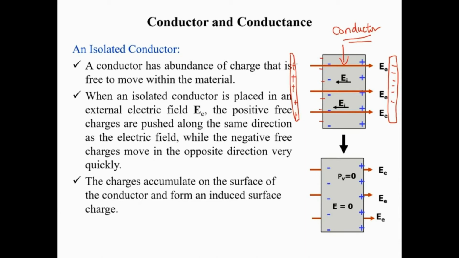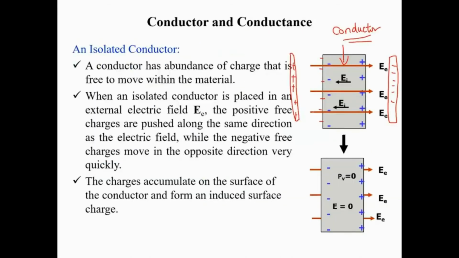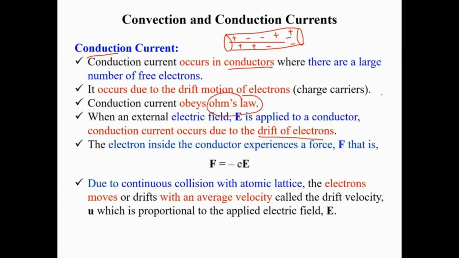And the positive charge will not go here because they repel each other, so it will come to this side. They will come to this side. So this is the meaning for this one. When an external electric field is applied to the conductor, conduction current occurs due to the drift of the electrons. So this is the drift of the electrons. One moves to the left side, the other moves to the right side.